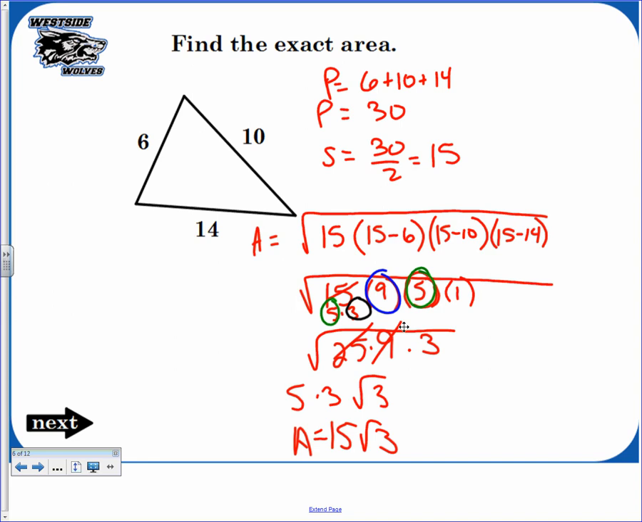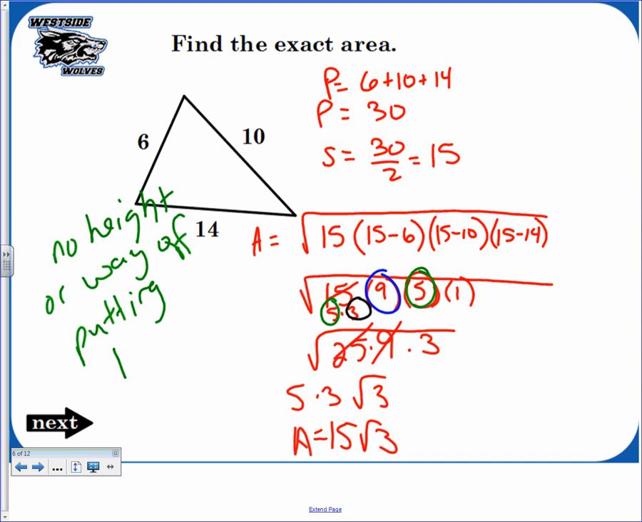All right, and that's how you find the area of any triangle where you're not given a height and you're only given the side lengths of the figure. It can work for isosceles, it can work for scalene, it could actually work for any triangle. One of the keys that you look for is there's no height or way of putting a height in the problem.